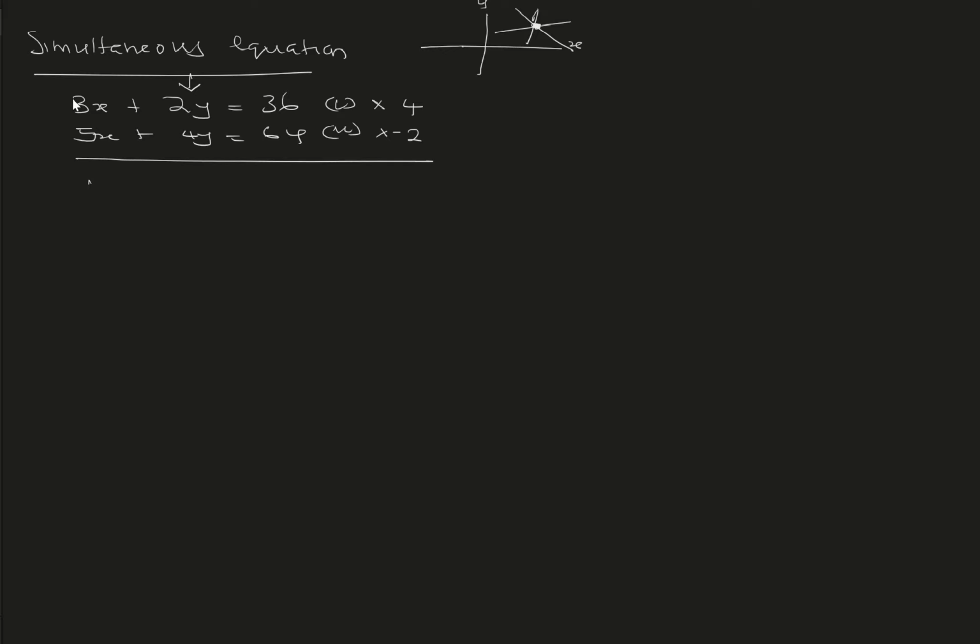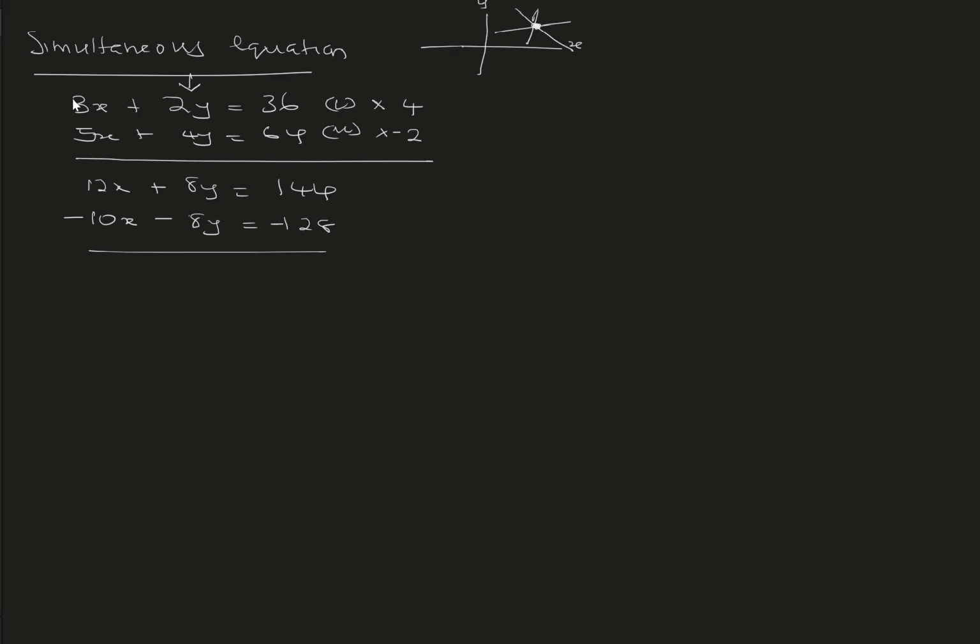This will be 12x plus, that will be 8y is equal to 4 times 36. We get 144. And then here we have 2 times 5x, that's 10x. But remember, we have a negative. Negatives, we don't leave them behind. Here we have 4y times 2. That's 8. Then we get our negative, we put it back there. And then here we have negative 2 times 64. So we get 128 minus.